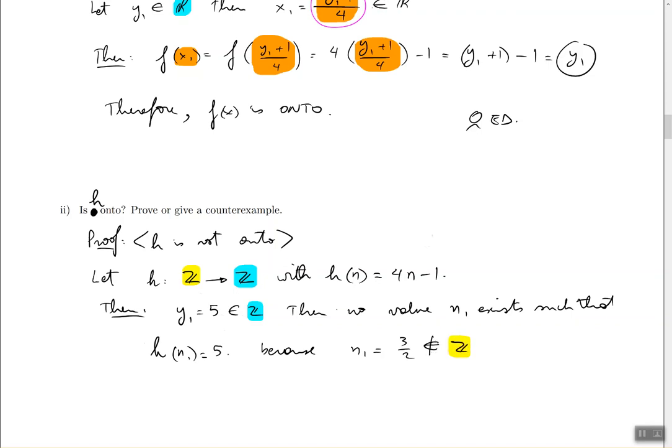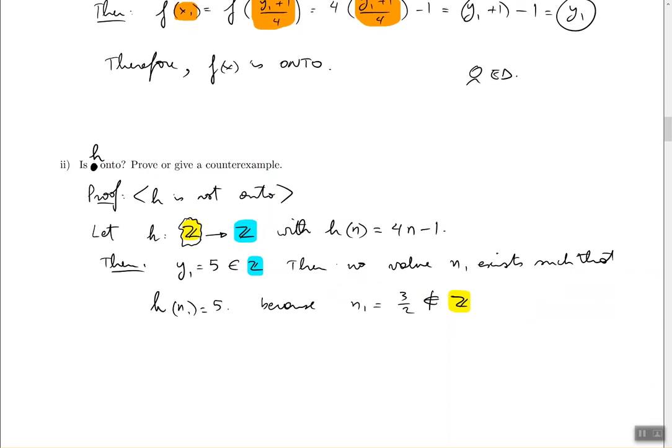Remember, 3 over 2 is 1.5. It's a decimal. It is not an integer. So therefore, it is not part of the game. It cannot be found in the first set. If I cannot find it in the first set, then I'm not going to be able to grab it in my hand and put it into the function h of n to give you the 5 that you wanted at the end. So 5 is a guy in the codomain that does not have a pre-image. So therefore, the function h is not onto. Therefore, h of n is not onto.